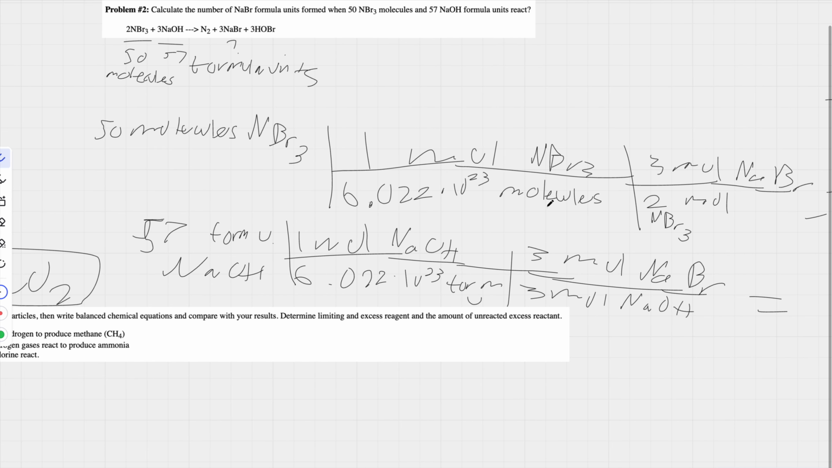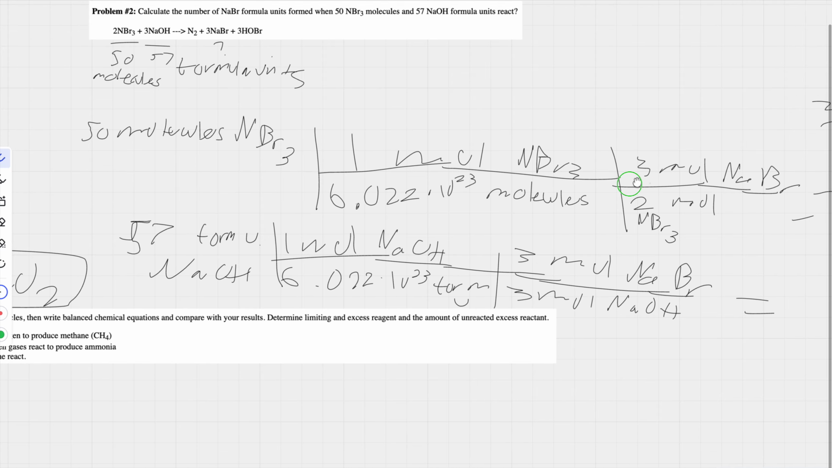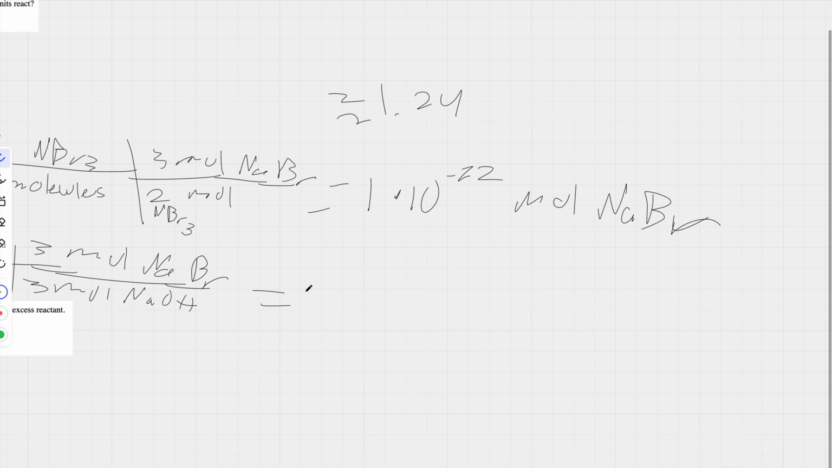Now we plug this into a calculator. Your answer should be in two significant figures. And then the answer is 9.5 times 10 to the negative 23rd moles of NaBr.